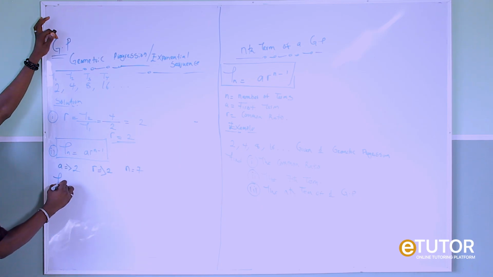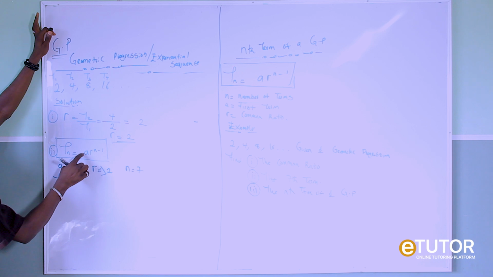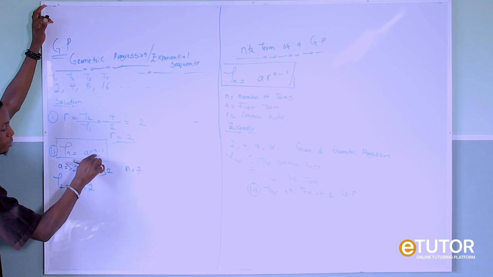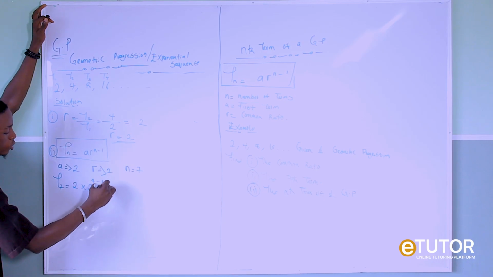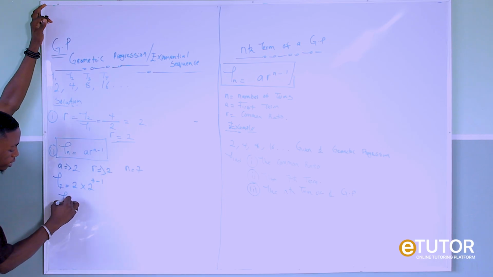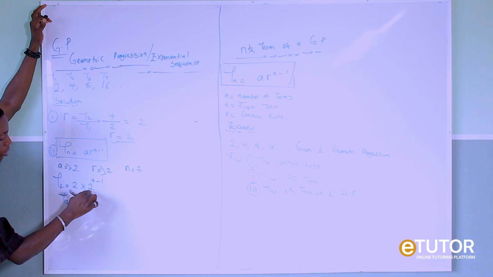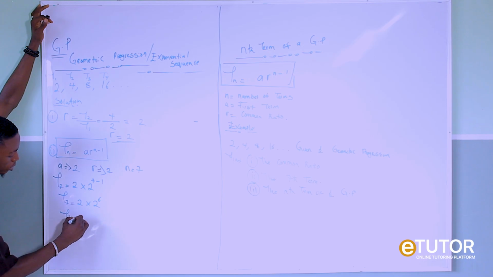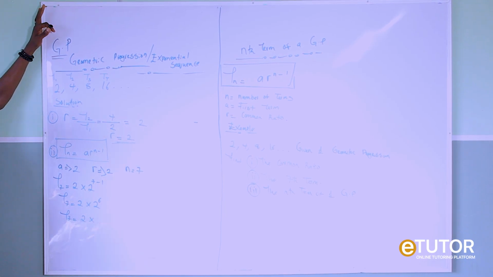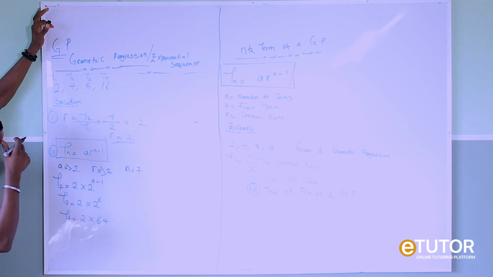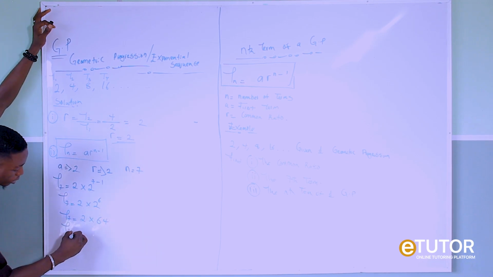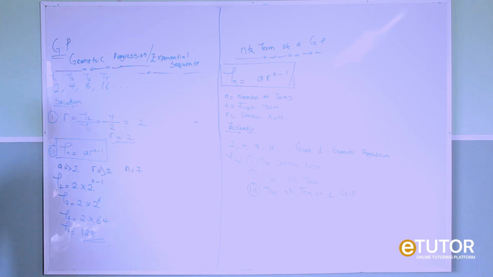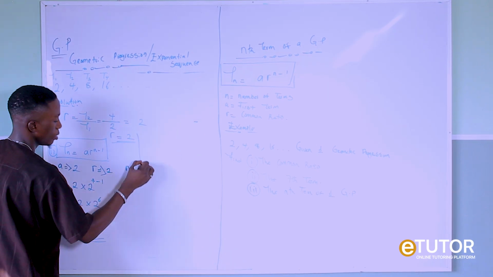So my T7 equals, what is a? a is 2. So that is 2 times r. r is 2 raised to power n minus 1. My n is 7 minus 1. So my T7 equals 2 times 2 raised to power 7 minus 1, which gives 6. So T7 equals 2 times 2 raised to power 6, which gives 64. So T7 equals 128. This is the 7th term of that sequence.